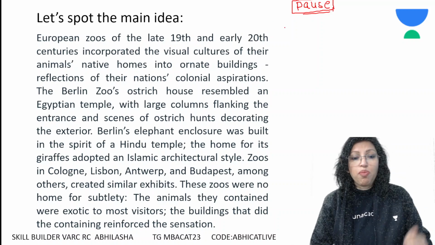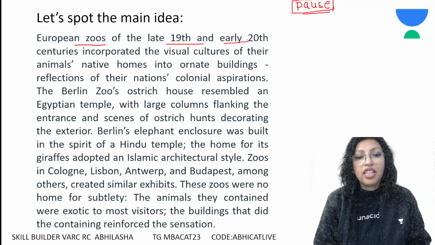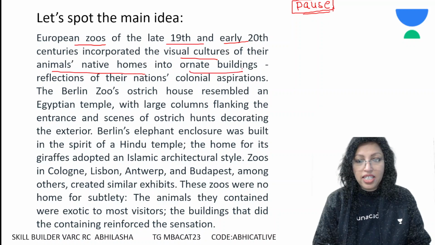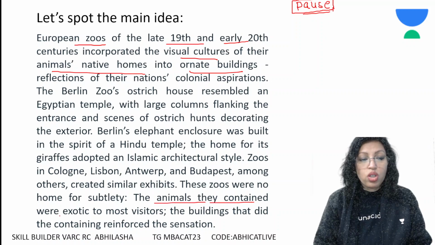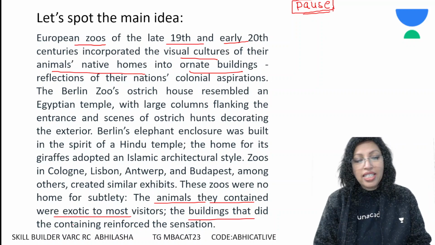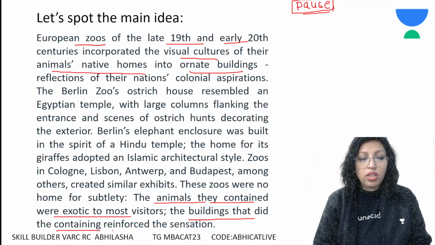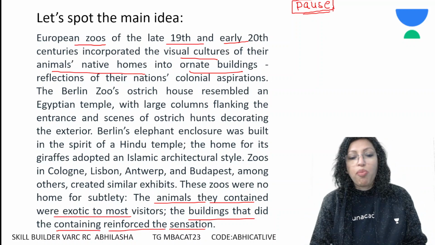Now if you read this passage, the first line says that European zoos of the late 19th and early 20th century incorporated the visual culture of the animals' native homes into ornate buildings. And this exactly is also repeated in the last line. The animals that the zoos contained were very exotic. They came from strange lands, and the buildings that were housing the animals reinforced, or drove home, the point that the animals were exotic.